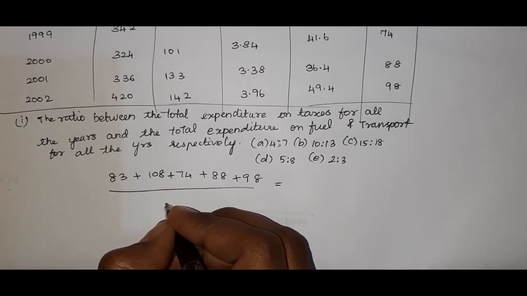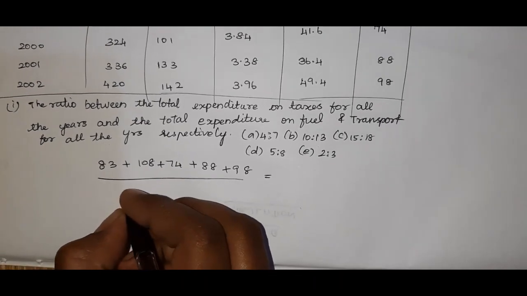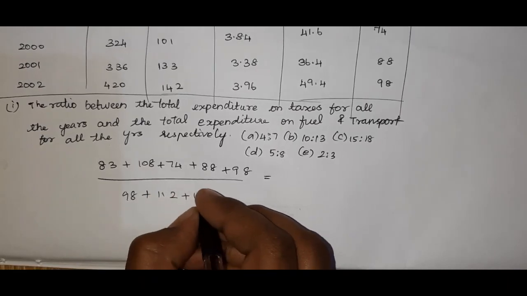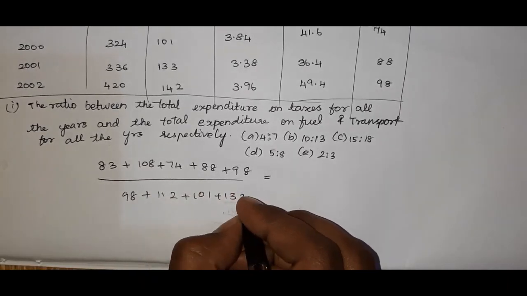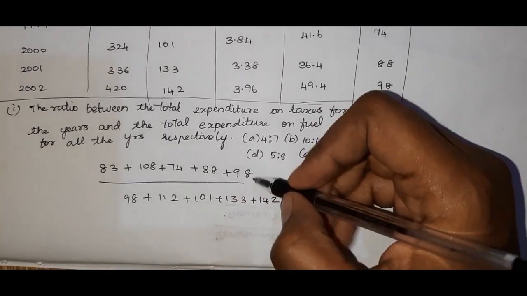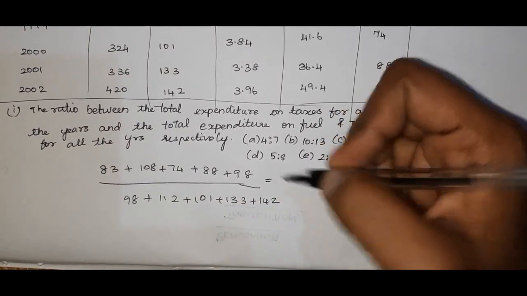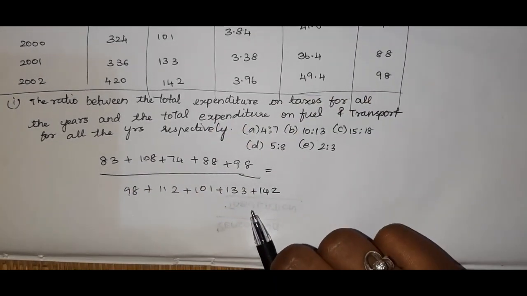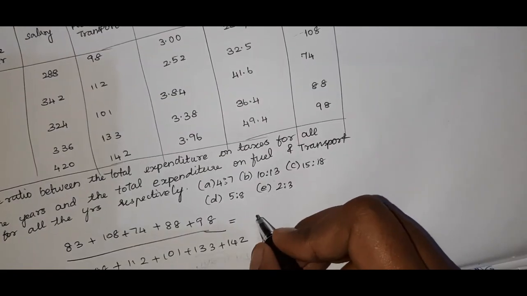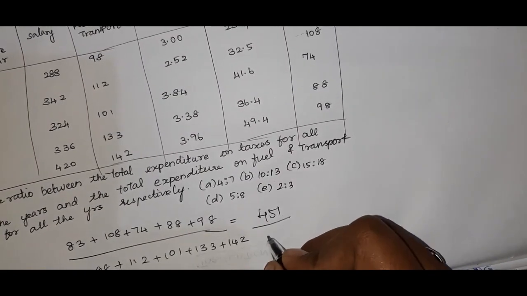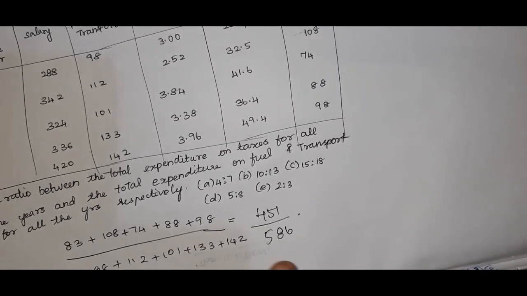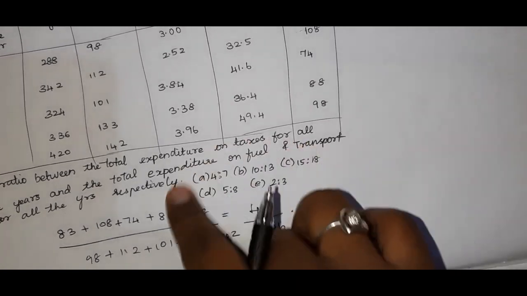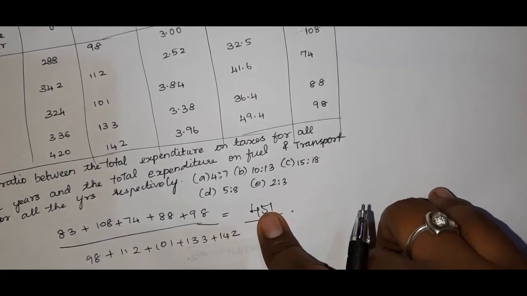This is a ratio value, that's why I'm dividing this. This is the value we have to find, that is total expenditure on taxes of all years and fuel and transport of all years. So we get the value like 451 by 586, right? After this we get a ratio from the options only. So let's see how to calculate this value.